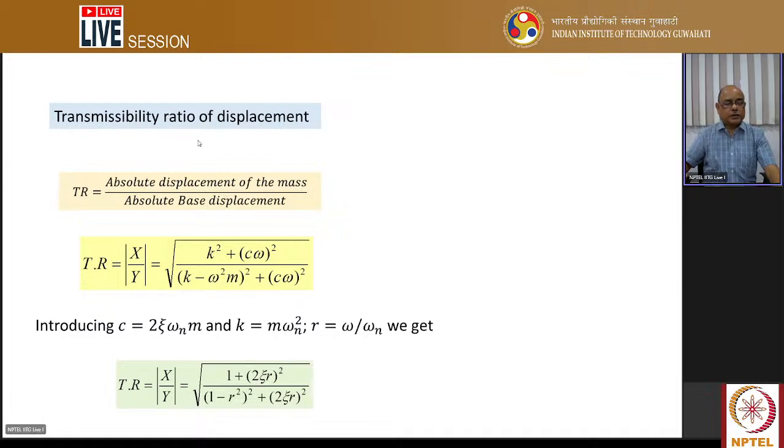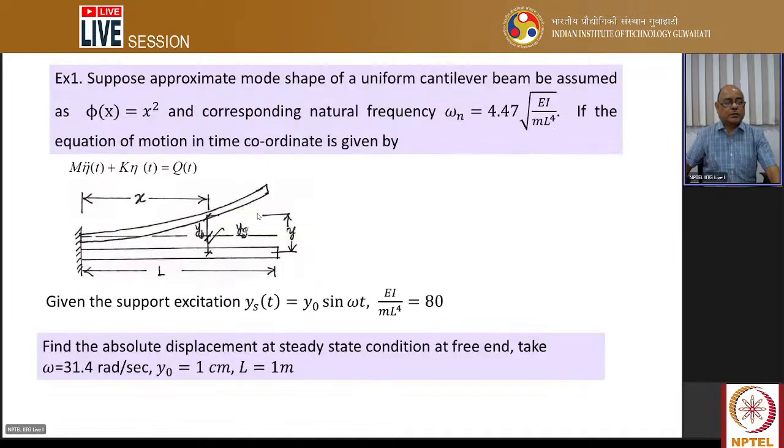Then for the application of support motion, in the practical field, we find the transmissibility ratio for the displacement, and it is the formula that is derived for a single degree of freedom system. But the basic definition of transmissibility ratio is the absolute displacement of the mass divided by the absolute base displacement. Now, an example is given with the help of a cantilever from the basic definition, from first principles. So the base is having a harmonic motion, and other parameters are given.